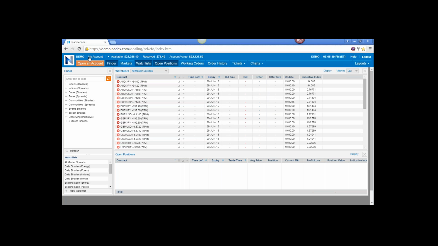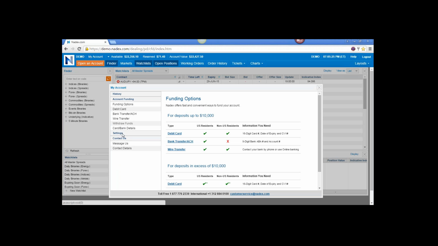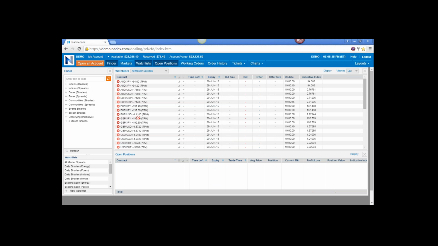Once you have that done, go right here to My Account, and you can go into the Settings tab right here, and you can go ahead and change your password. The password they send you will be a temporary one. You can go in there and change it to whatever you'd like it to be. So Nadex will give you a free demo account for 2 weeks.